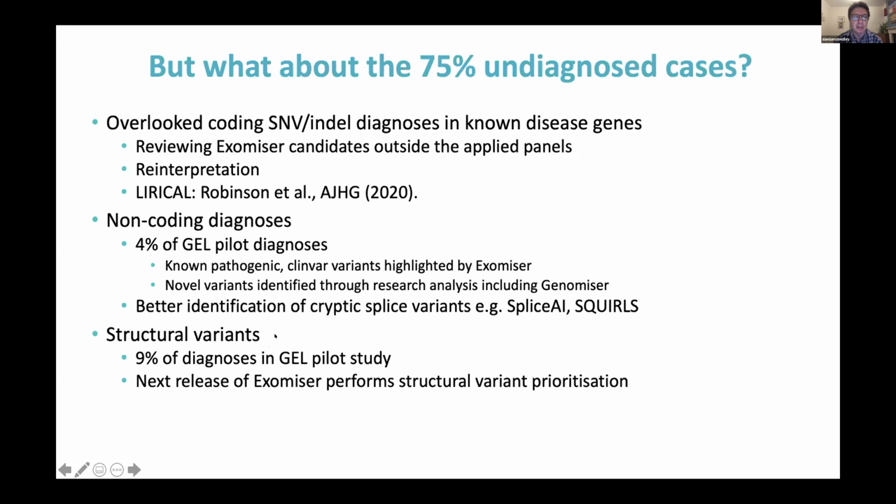Another type of variant, structural variants, are going to account for a good 5 to 10% of diagnoses, we hope. So we're starting to look at these. So the next release of Exomiser, we're going to do structural variant as well as SNV prioritization.